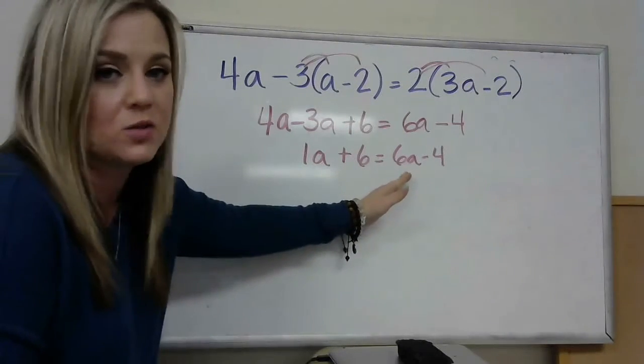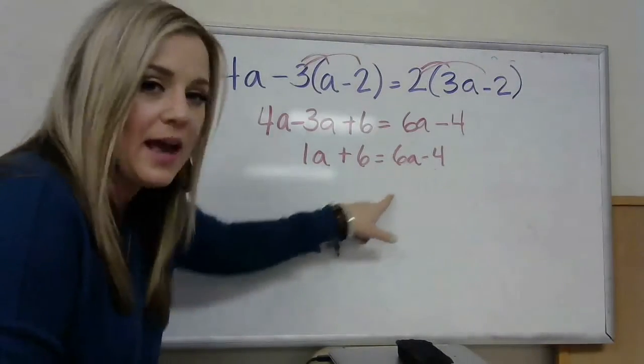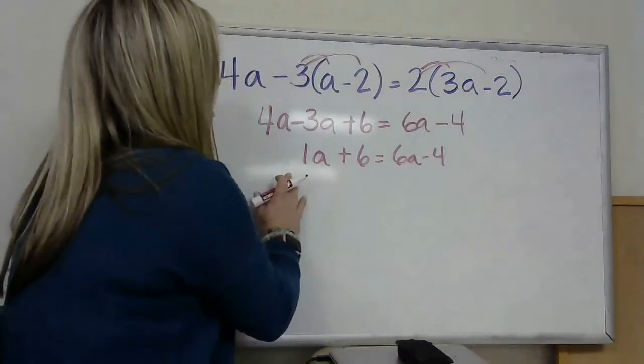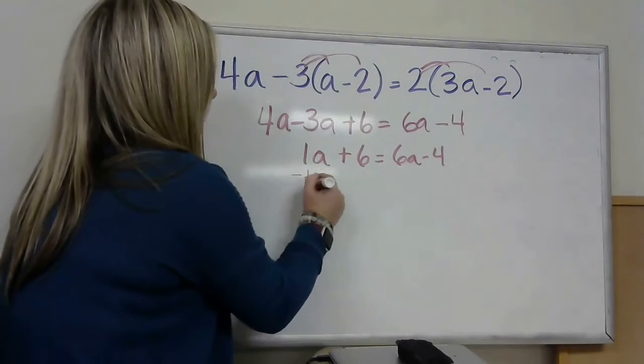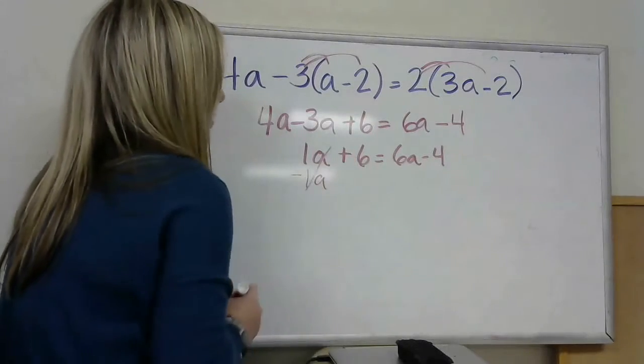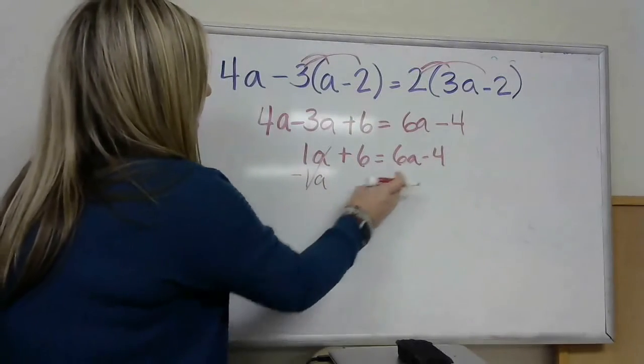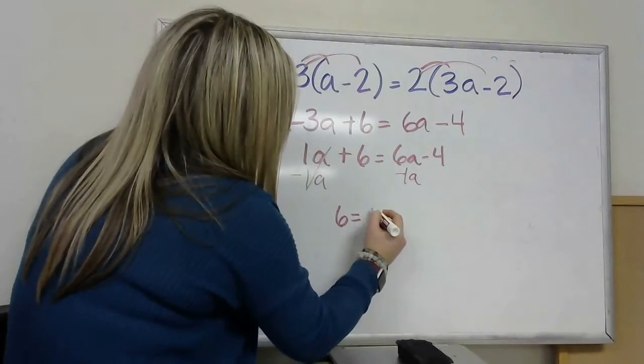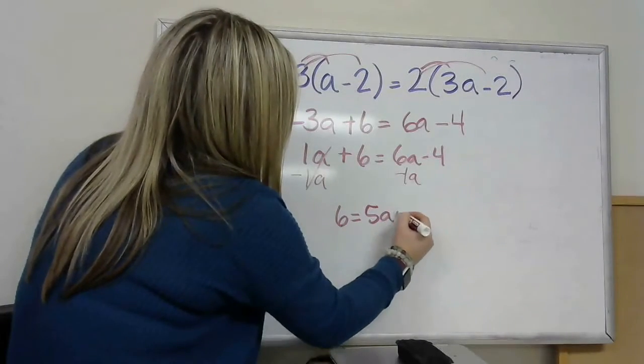Since I'm moving this 1a over, I'm going to be moving the -4 over here. Okay? So to get rid of the 1a, I subtract 1a, because we're adding it there. And what I do to the left side, I've got to do to the right side. So now I have 6 equals 5a minus 4.